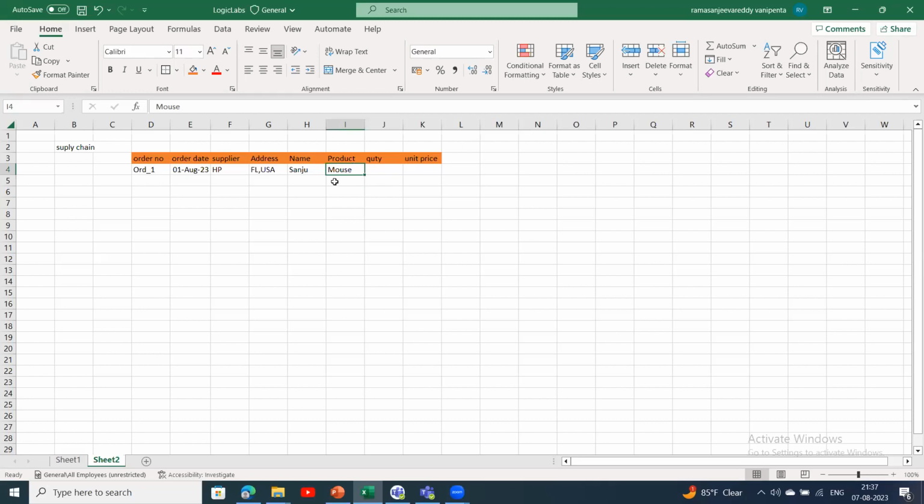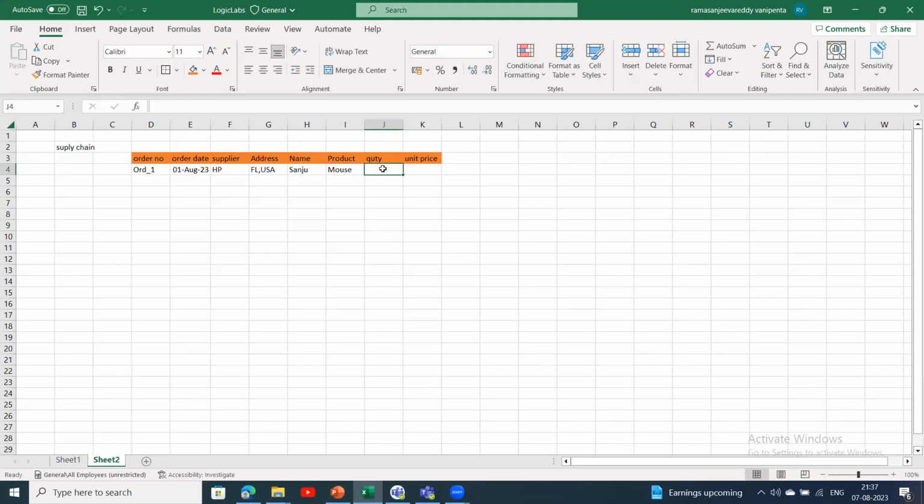Imagine you ordered a mouse, but when you see the invoice, you might be seeing some code, like HP_MO_01. Have you observed product names like that in Amazon or Flipkart when you buy products? You don't see the word mouse there, you see some codes, with some special codes. Those we call products.